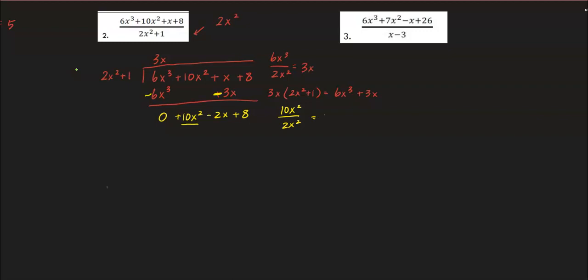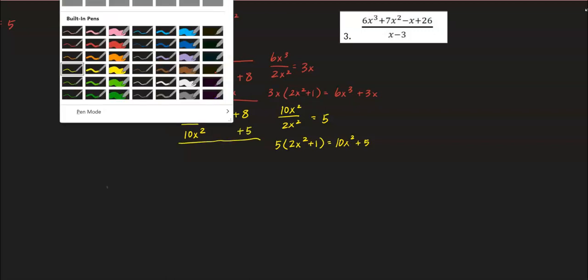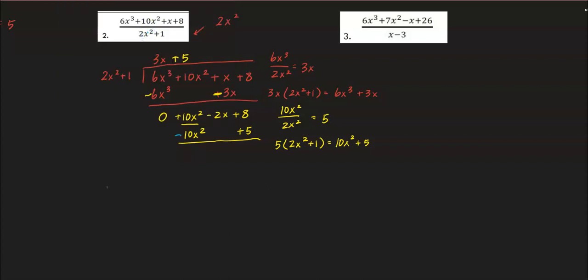2x squared equals 5. It's going to be a plus 5. And then we're going to take that 5 and we're going to multiply it through the divisor. So 10x squared plus 5. 10x squared. Find the plus 5 right there. And then we have a minus and a minus. So we have a 0 minus 2x. And that's a plus 8 minus 5. So that's a plus 3.